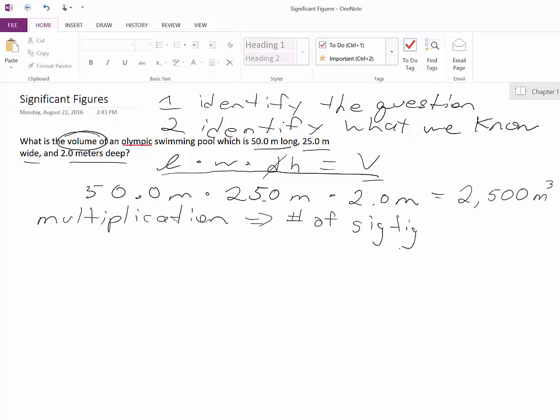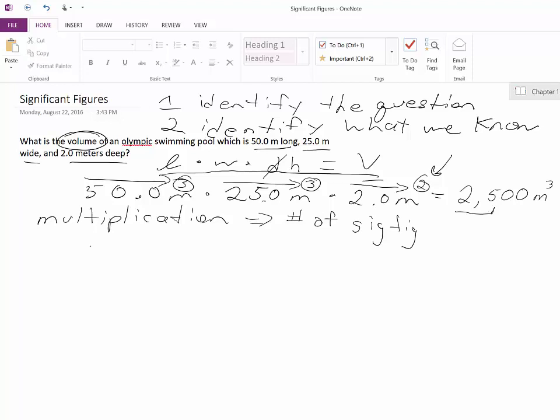So how many significant figures are in the 50.0? 3. How many significant figures are in the 25.0? 3. How many significant figures are in the 2.0? 2. So which one limits our answer? It's the two significant figures in the 2.0. So the 2,500 is fine. We can't keep any more zeros. We don't want to add any decimals here.